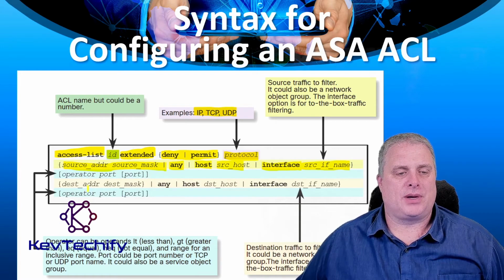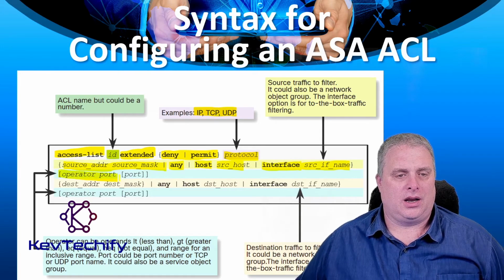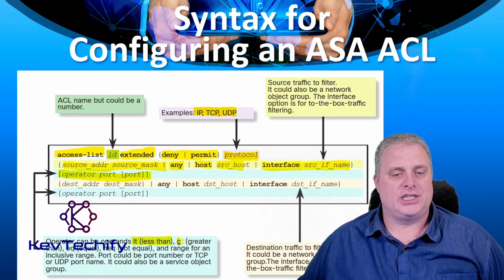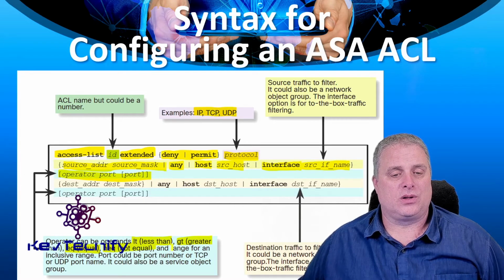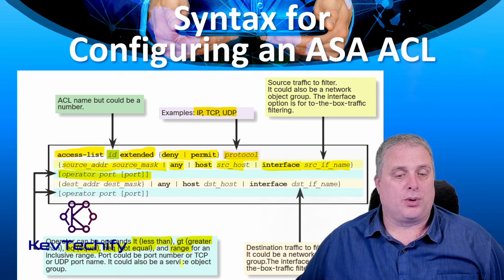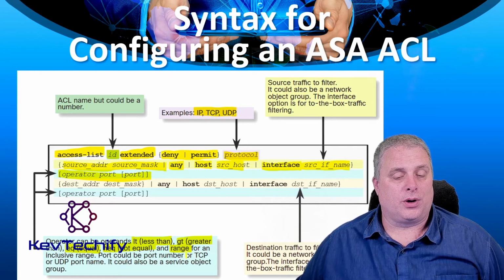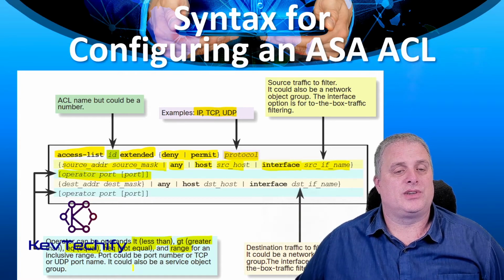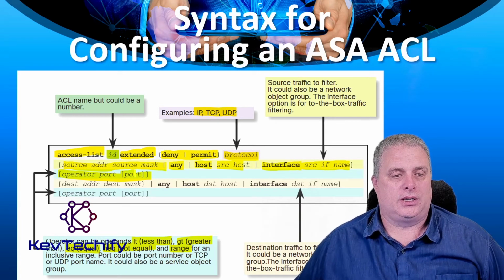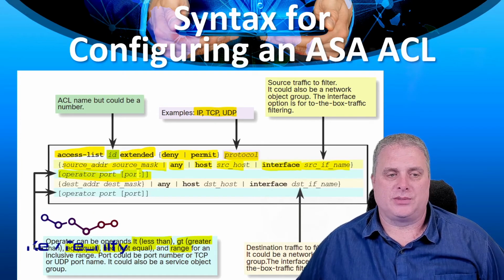Then we go ahead and we specify the operator. And then once again, our operators, it can be LT for less than, GT for greater than, EQ for equal, NEQ for not equal, or we can do a range for an inclusive range. Port could be a port number or TCP UDP port name. It could also be a service object or group. And so lots of variables in there, flexibility for you.